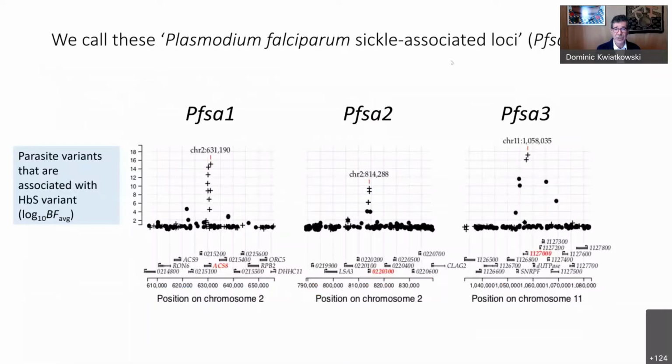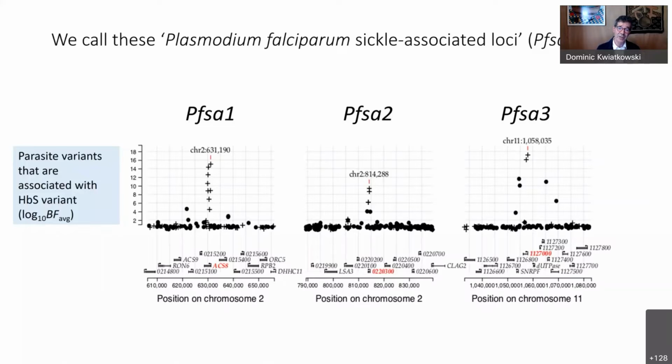Let's look at those in more detail. There's a big signal on chromosome 2 here, another one on chromosome 2 about 200 kilobases away, and another on a completely different chromosome, chromosome 11. We call these pfsa loci, meaning Plasmodium falciparum sickle-associated loci. Let me spell that out in more detail. These are positions in the malaria parasite genome where there's a variant, and that variant is associated with sickle. In other words, if someone is carrying sickle, they're more likely to have parasites of that genetic type.